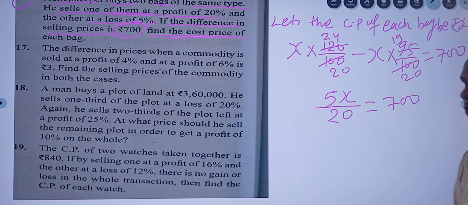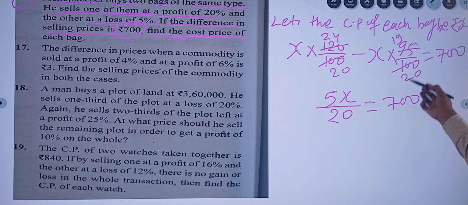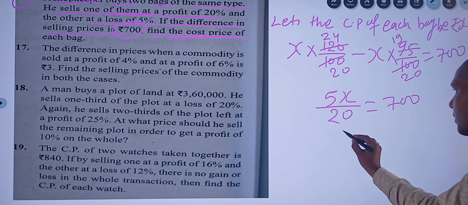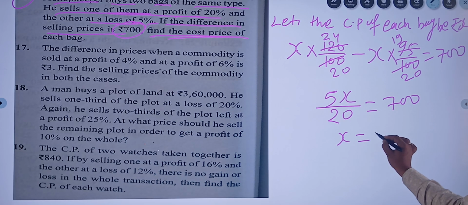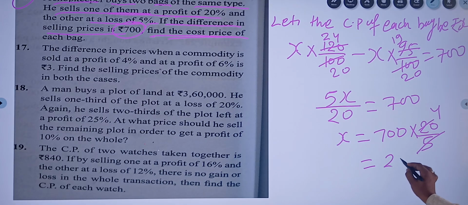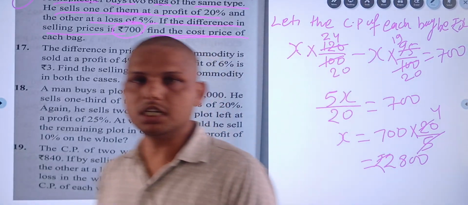We have to find the value of x. So 20 will go to that side. If we transpose 20, it will be in multiplication, because now here it is in division. So x is equal to 700 into 20 upon 5. Now cancel it, 5 fours are 20. So 700 into 4, 2800. So 2800 rupees is the CP of each bag.